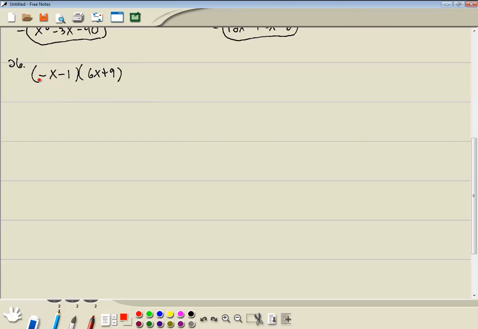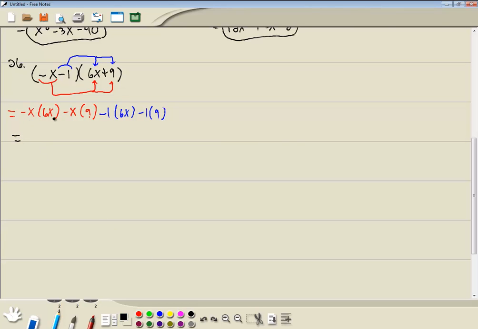But it doesn't matter. I start with my first term here, and I multiply times every term over here. Okay, so we got negative x times 6x, and negative x times 9. And then we'll take our second term, the negative 1, and we'll multiply it times the 6x and times the 9. So negative 1 times 6x and negative 1 times 9.